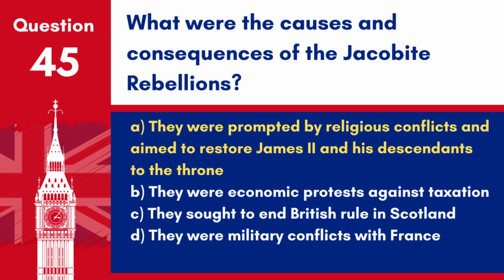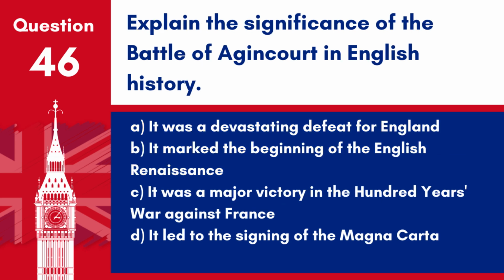Answer. A. They were prompted by religious conflicts and aimed to restore James II and his descendants to the throne. The Jacobite rebellions, particularly those of 1715 and 1745, had significant consequences, including the strengthening of the British monarchy and harsh measures against Scotland.